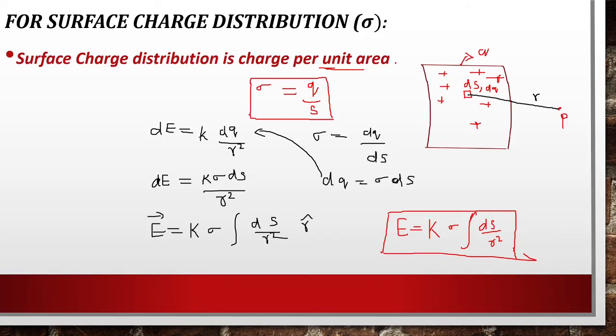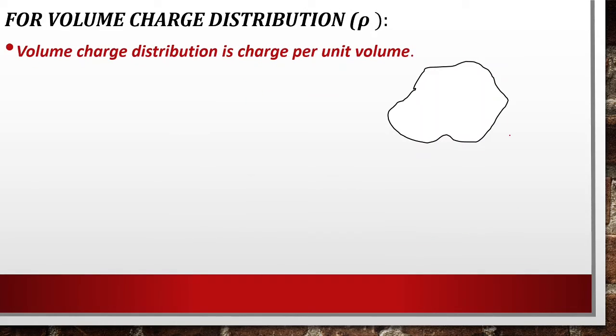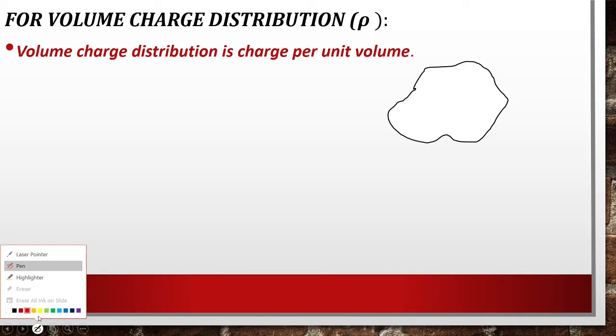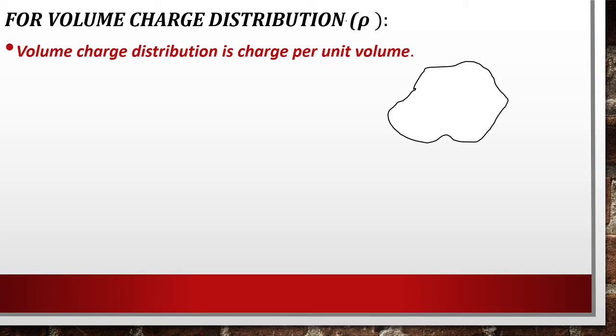Now there is one more charge distribution, that is volume charge distribution. Try to do it yourself. Then play the video and look if it's correct or not. So volume charge distribution is represented by rho, and it is charge per unit volume. So we can write rho is equal to charge Q by unit volume V. Simple, right? Q by V.